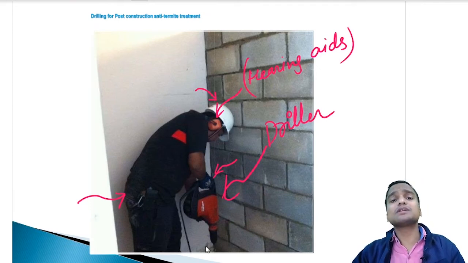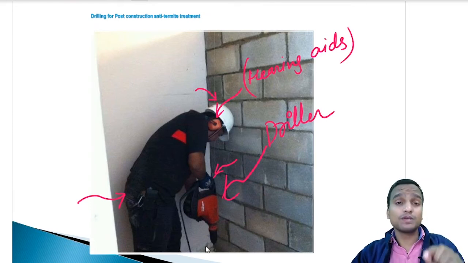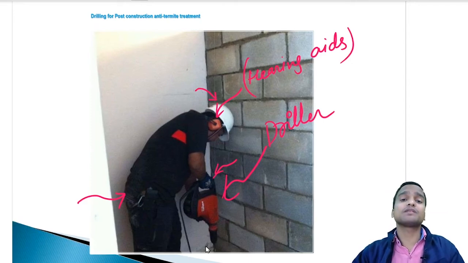And this person is drilling holes in the floor slabs through which we will inject the chemical emulsions and then fill those holes with white cement.